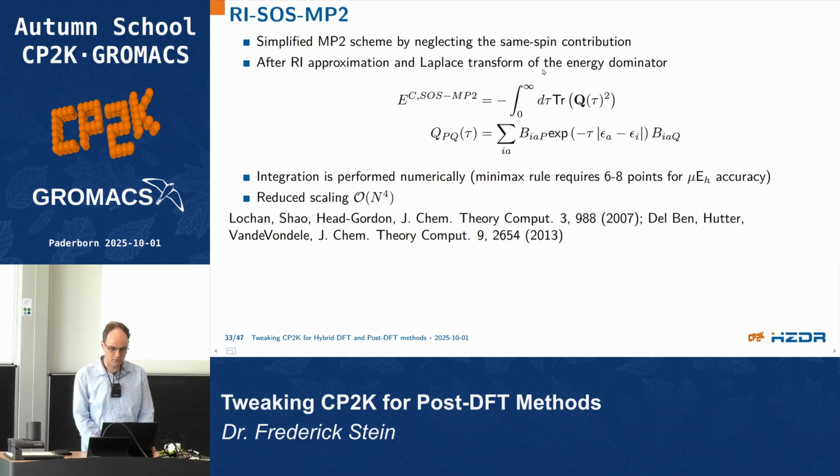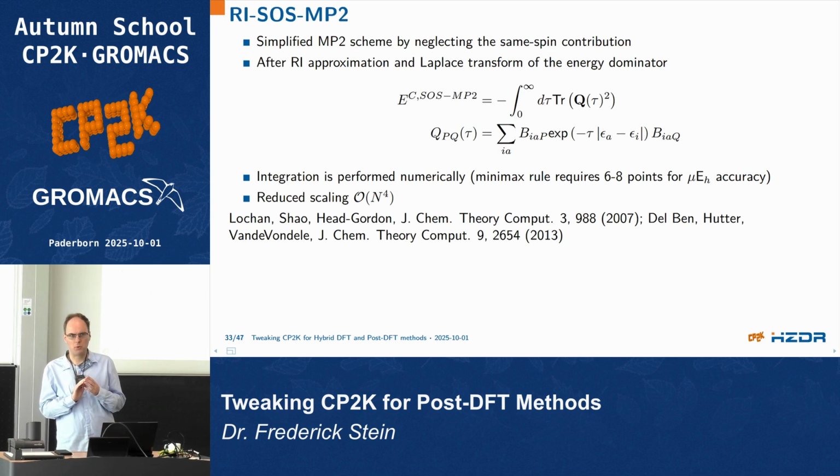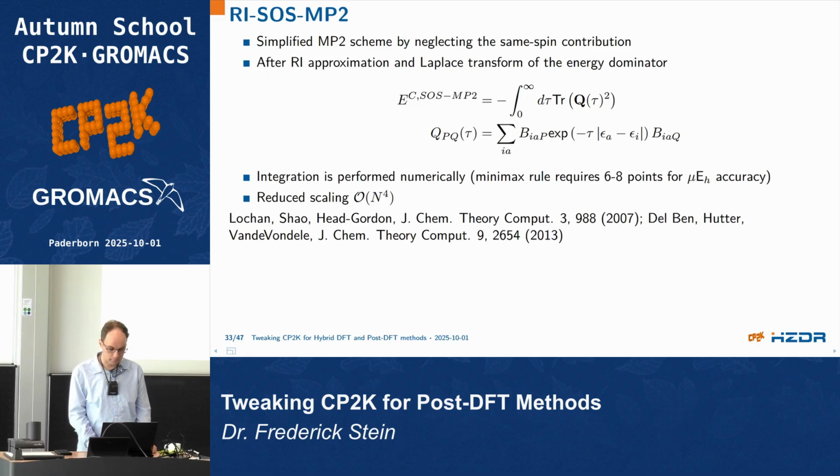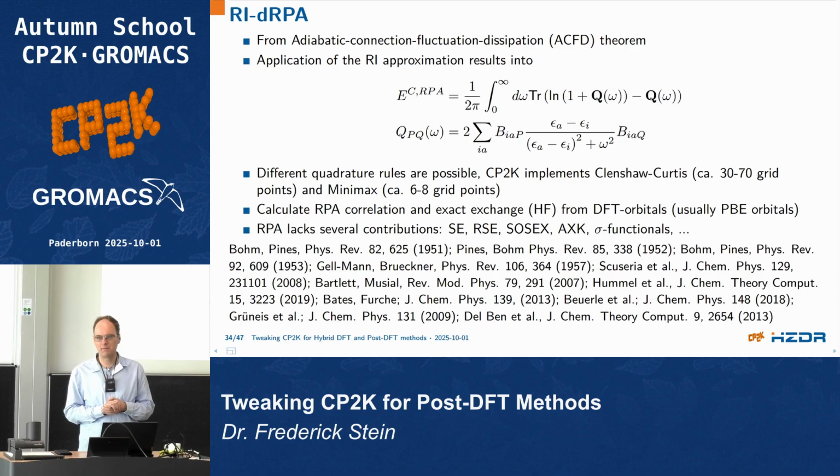This integration is of course not performed analytically, because that would be equivalent to determining the MP2 energy as we did before. Instead we perform it numerically, and with the so-called minimax quadrature rules we need something like 6 to 8 quadrature points for decent accuracy. A similar approach, which is meanwhile pretty popular in the quantum chemistry community, is the so-called random phase approximation. The random phase approximation has a pretty long history, as you can see from the amount of literature that I provide here on the slide.